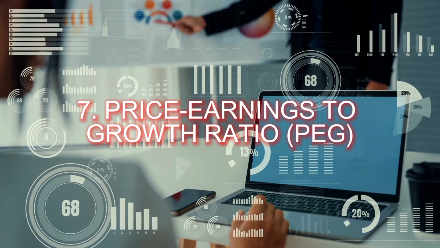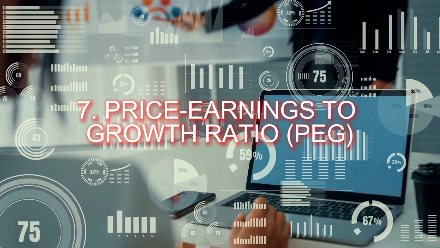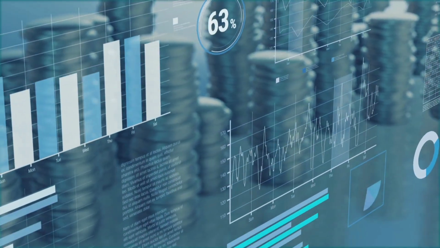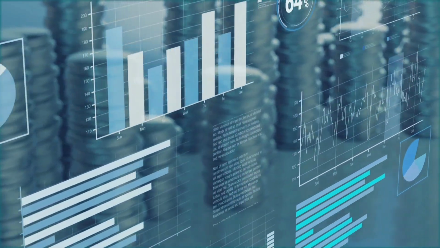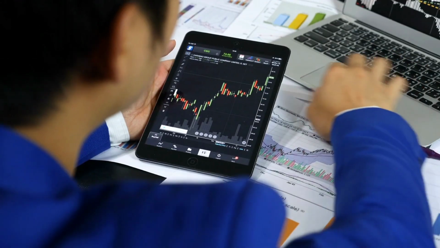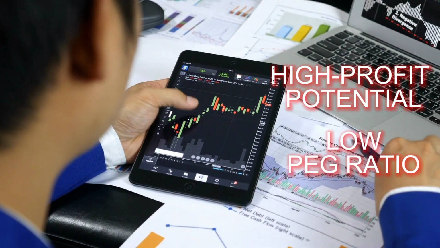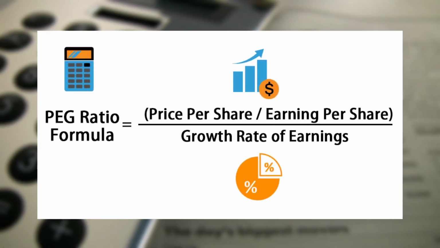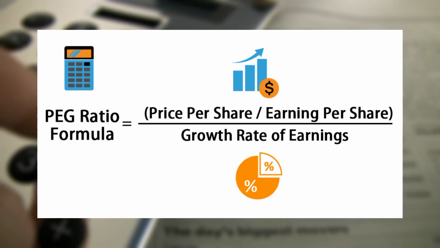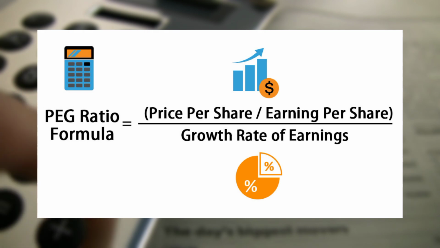Number 7. Price earnings to growth ratio, PEG. The PEG ratio compares the current price to earnings ratio to the expected rate of future EPS growth. A stock may be inexpensive if it has both high profit potential and a low PEG ratio. The PEG ratio is determined by dividing the price to earnings ratio by the expected rate of growth in earnings per share over the next year.